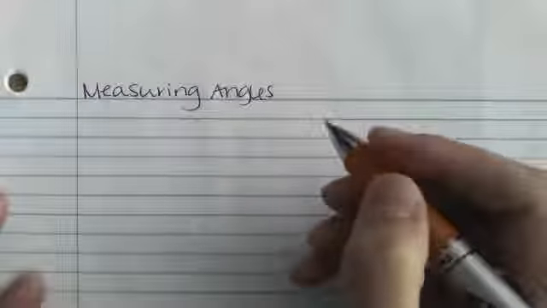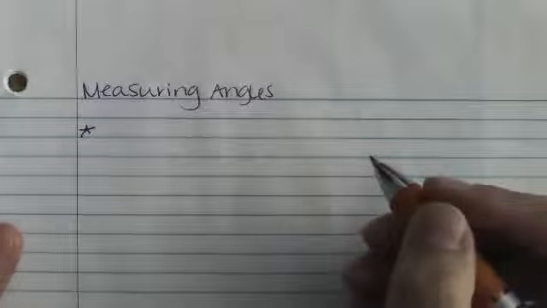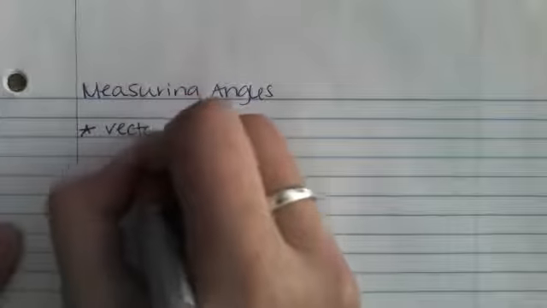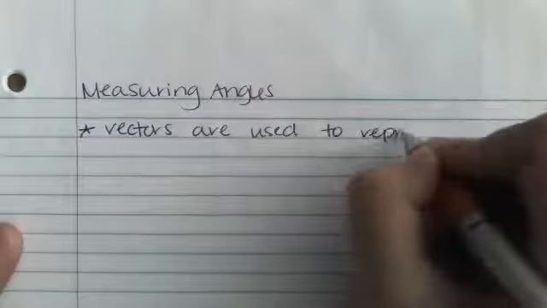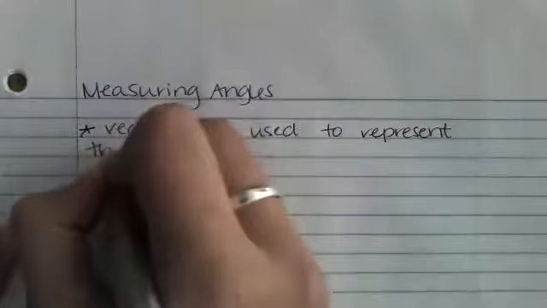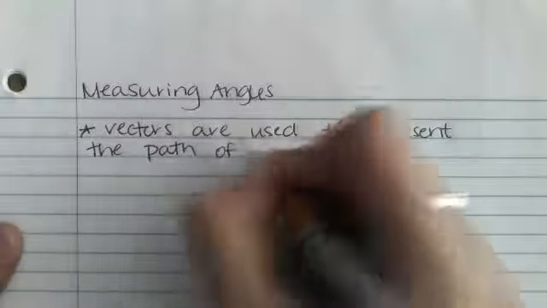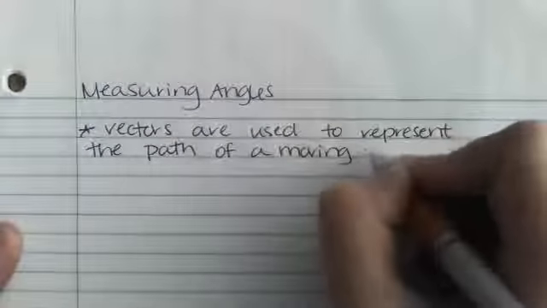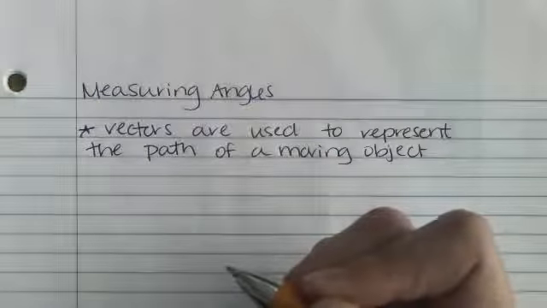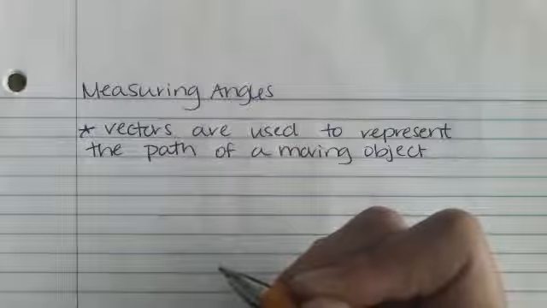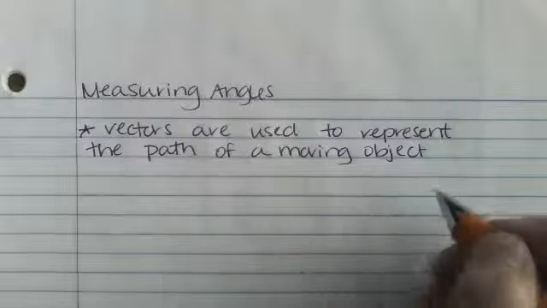in those application problems. So first, before we talk about measuring angles, it'd be helpful to write down just the context that we're using here for these problems. So vectors are used to represent the path of a moving object. Because a vector can describe an object's speed, which in the context of this unit we call magnitude, and the direction of the movement.